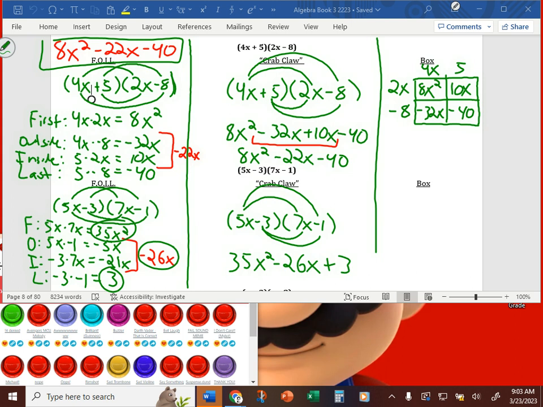Same four terms as we had in both of the previous two, but what terms can we combine? Our x terms, right? They show up diagonally from each other here, so we can recognize them. And we get 8x squared minus 22x minus 40, the same result we got both the other two times, right?